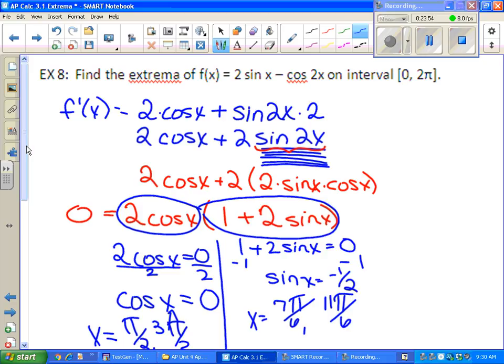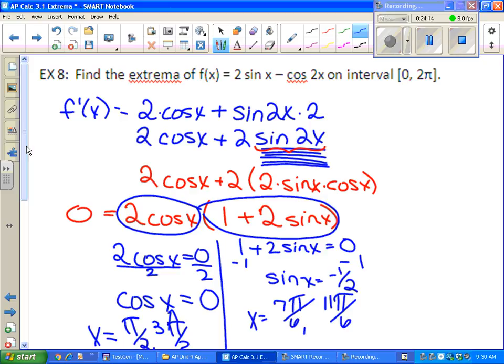There we go. Okay. Now, what we have to do is put these back into the original function. If your calculator's in radian mode, and they all should be, right? Unless you're coming from physics, where you might have changed it to degree. You might be able to do it in your head.